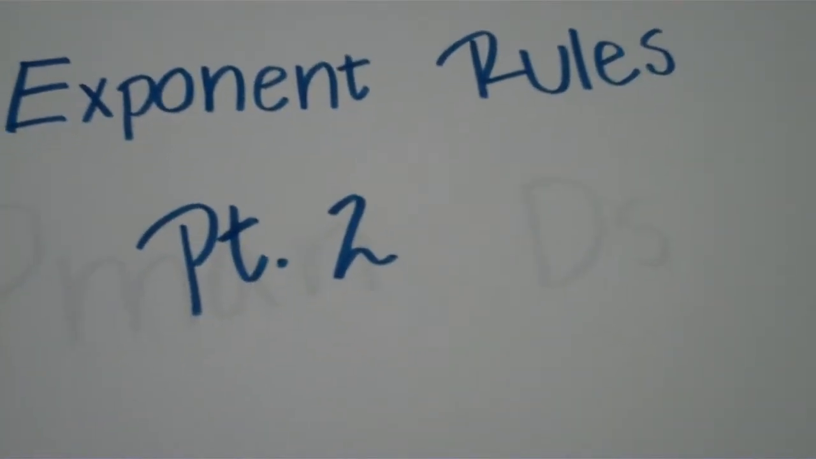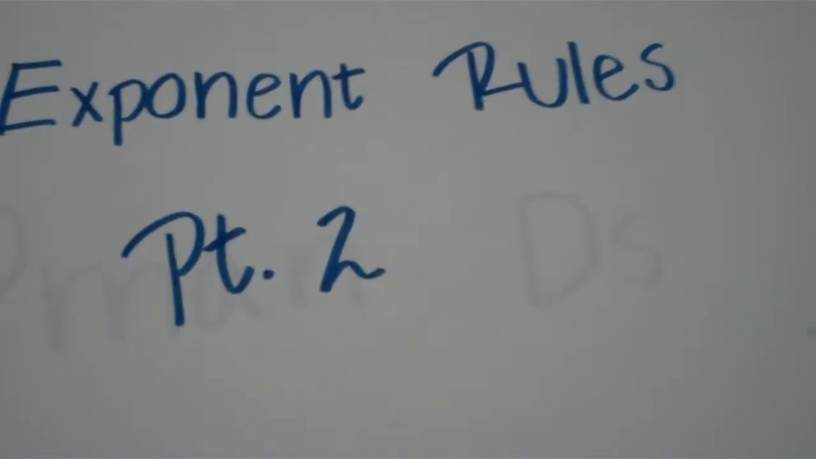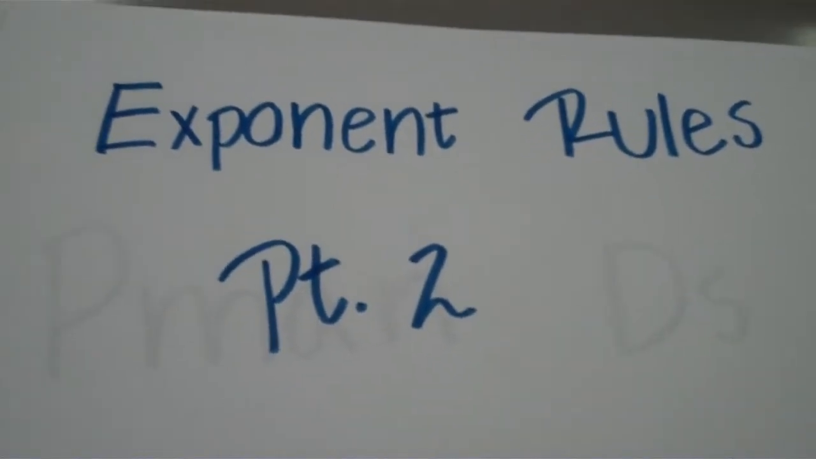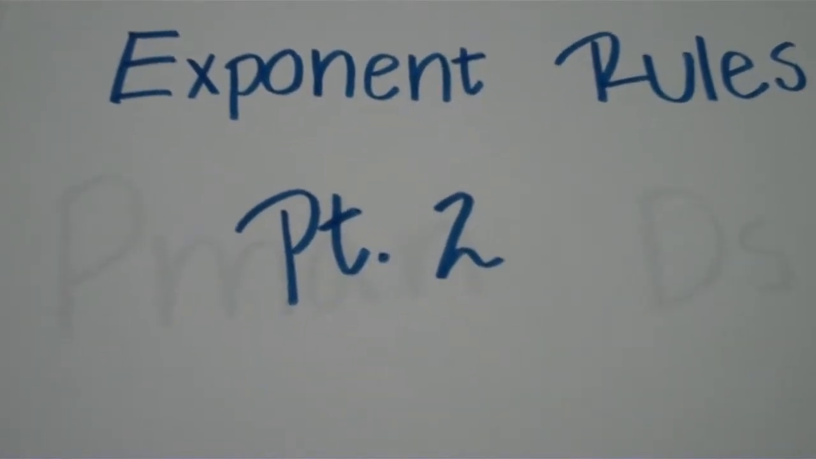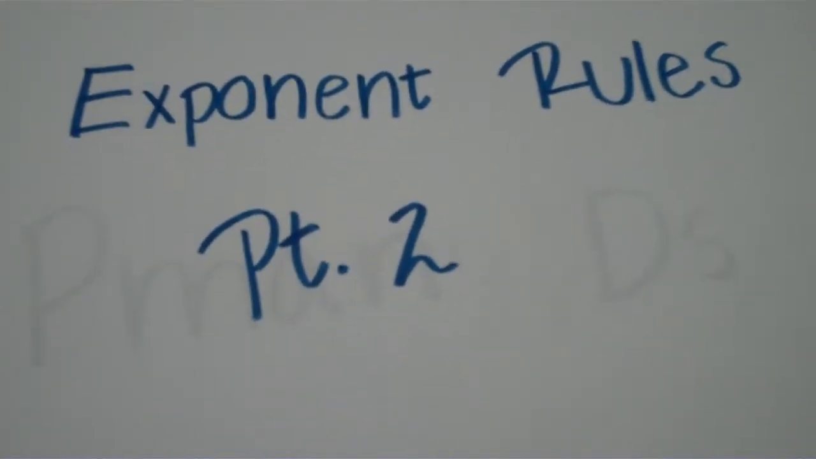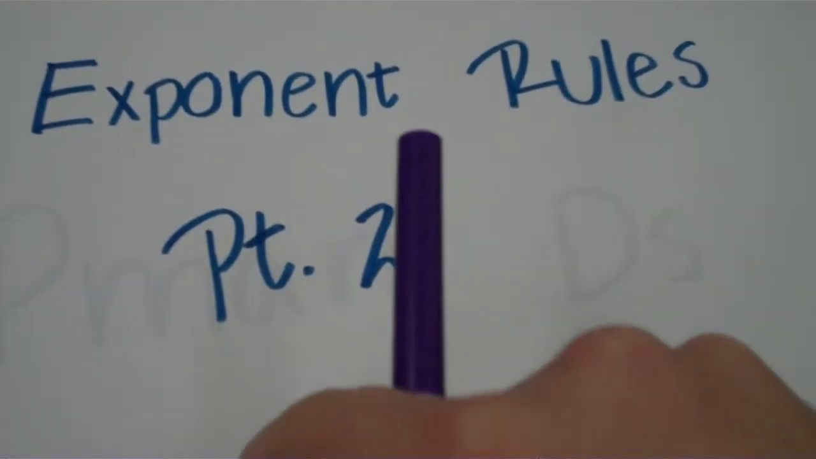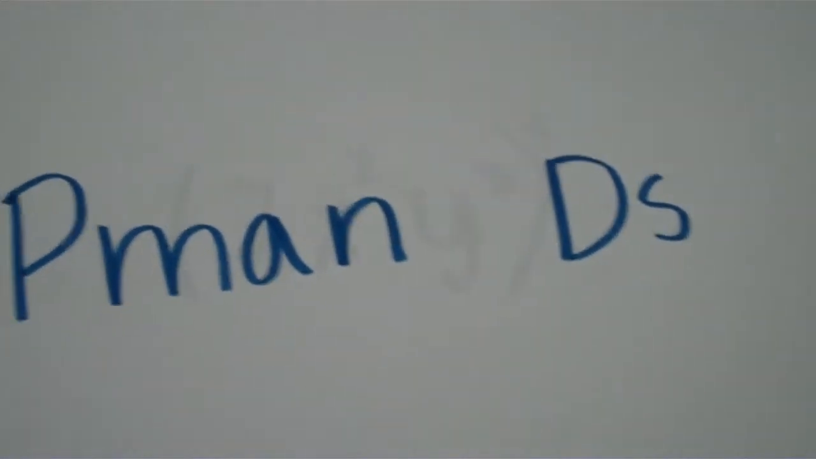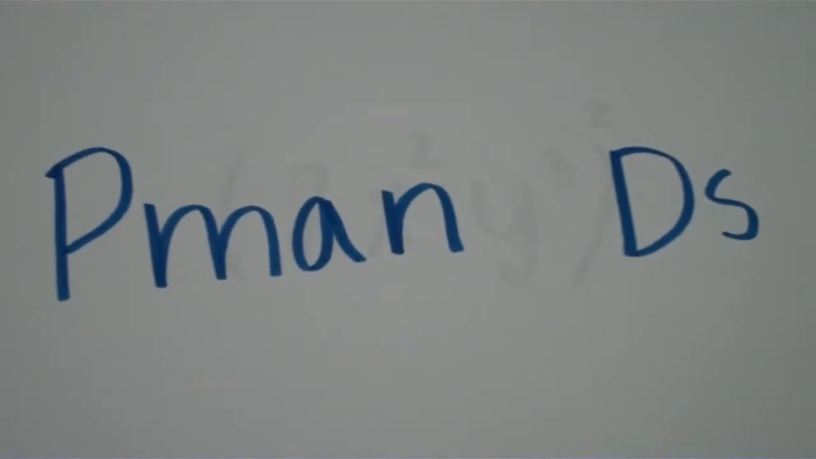Alright everyone, we're going to review the exponent rules we learned last time, and then we're going to extend them and learn 2 more rules. So we have the ones that we did last time, and then we're going to add on what we already know. Last video I explained this whole Pac-Man DS thing, okay?